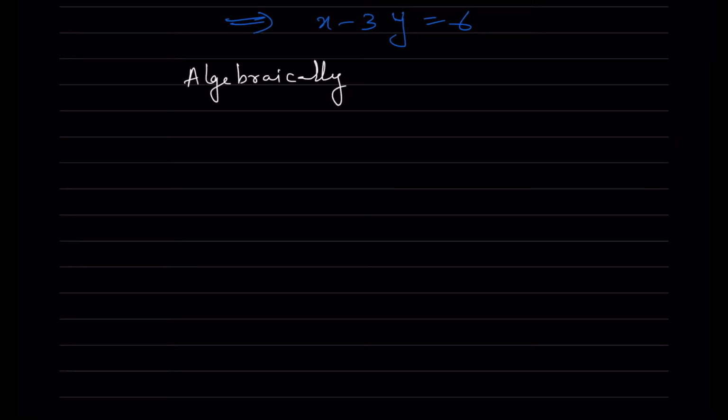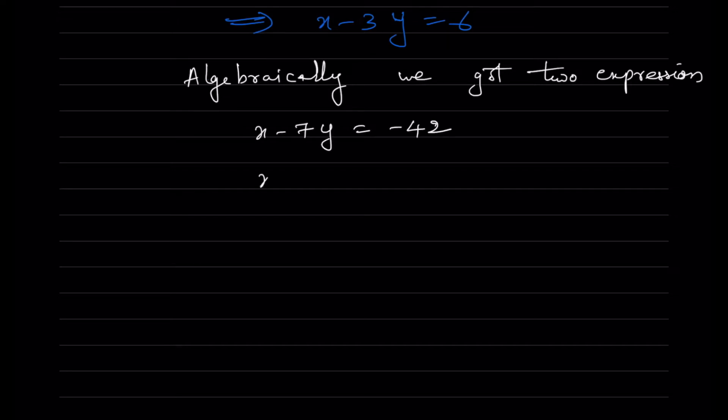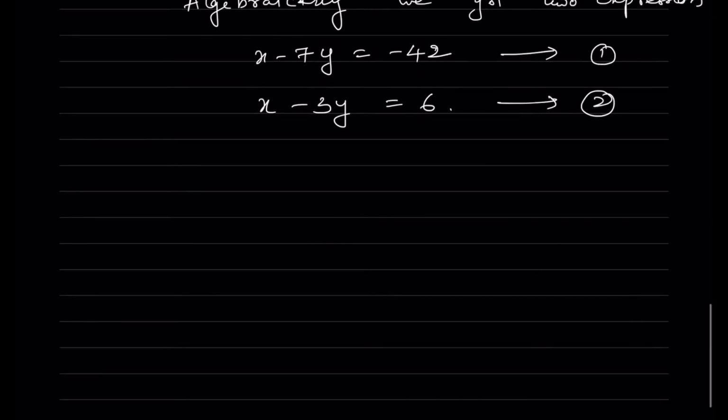Even algebraically, we get two expressions. That is x minus 7y is equal to minus 42 and x minus 3y is equal to 6. Take the first one as equation 1, second one as equation 2. For doing the graphical representation of these two equations, we have to form a table. So how do we do this table? We'll just see.